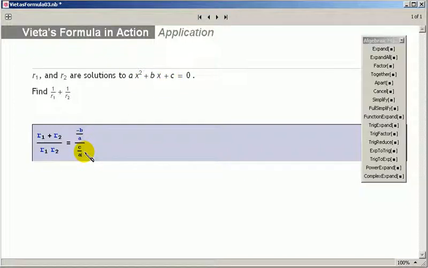So that's my answer. Of course, a cancels, so therefore you end up getting negative b over c as the answer to this one. Notice I still don't know what the roots are, and I do not care. That's not what they asked. This is what they asked. So it required one manipulation of some sort.